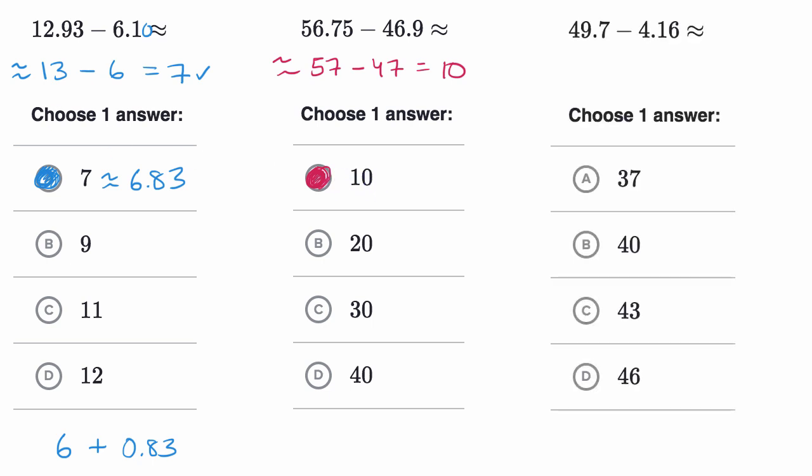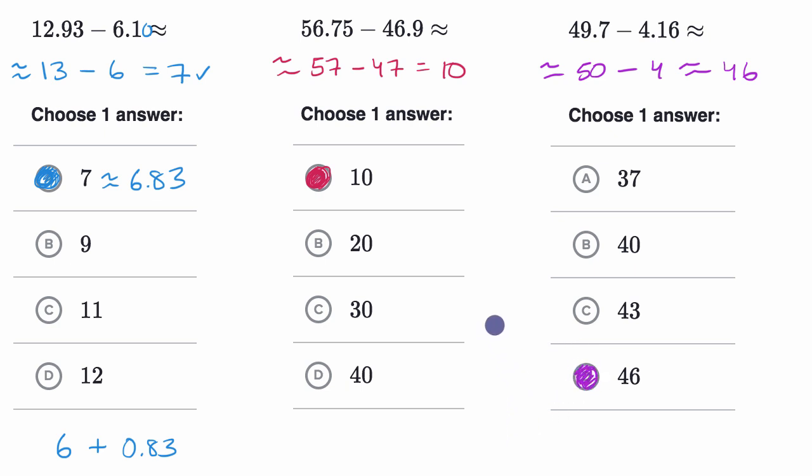Now let's do one more example. And I will write in purple. All right. So pause the video again, see if you can figure this out. All right, so 49.7, I'm going to round up to 50. 4.16, I'm going to round down to 4. So that's going to be approximately equal to 46. And we do indeed see 46 as one of the choices right over there.